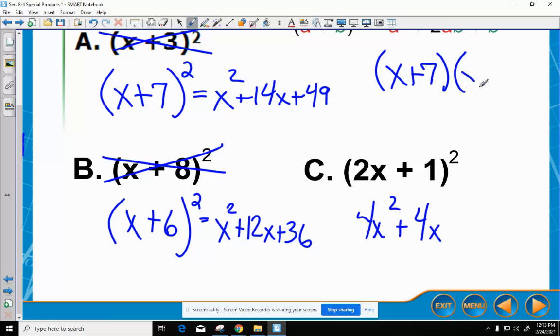If I had the x plus 7 and the x plus 7, the outers make 7x, the inners make 7x. That's how I get 14. Here, it's the same setup as the ones up top. I still have the outers I have to put together, and I still have the inners. It's essentially these two items put together and doubled. Now, on the end, how did I get a 49 or a 36? Correct. It's that last term squared.